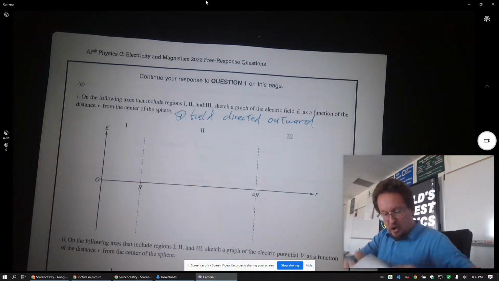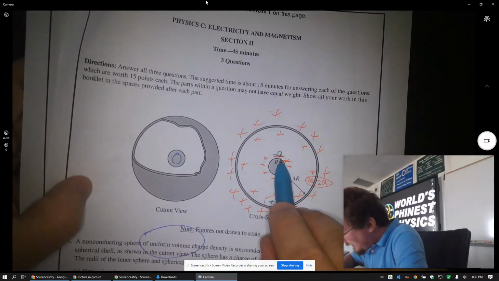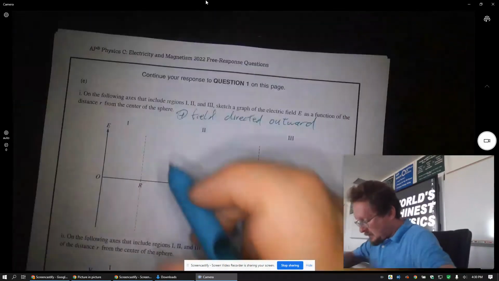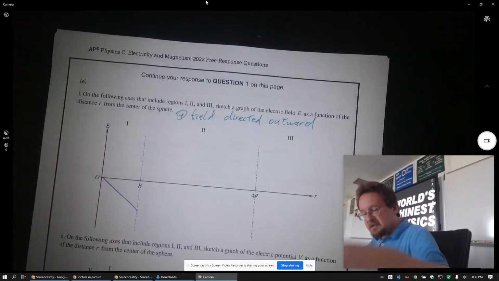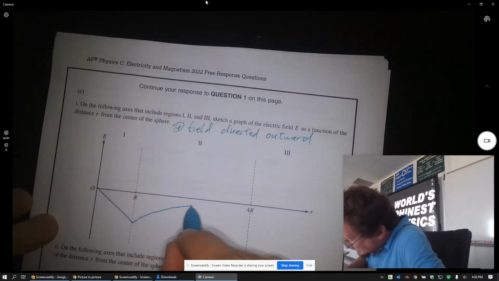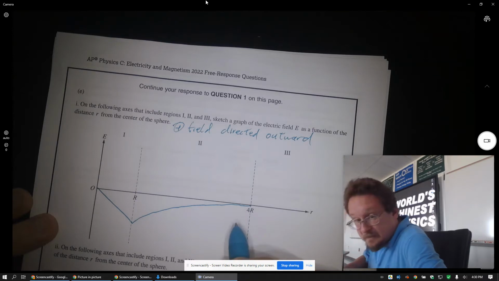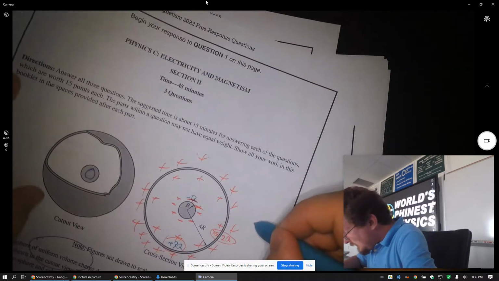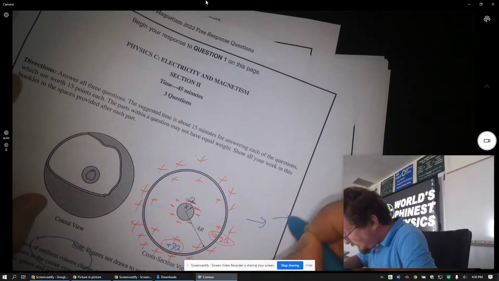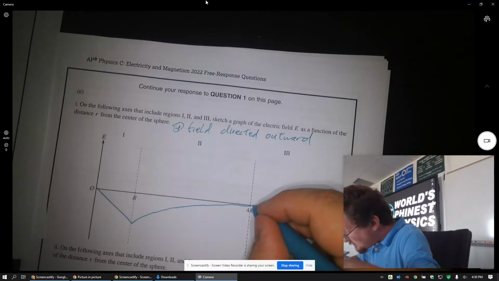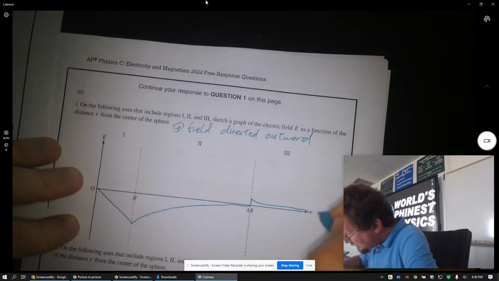So there's that negative charge. Okay, that's a negative, and it's linear. So linear, and then it's going to be kQ over r squared. I don't think that was supposed to reach the axis. And when you get outside, it's now positive electric field pointing away from the positives. It's going to be 1 over r squared again, but it's going to leap up like that or something.